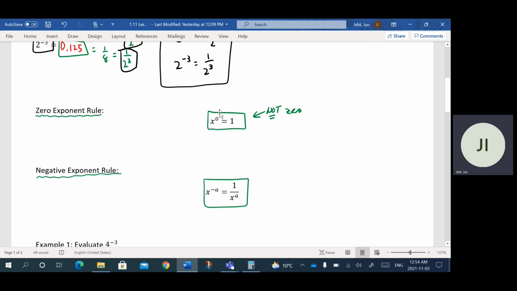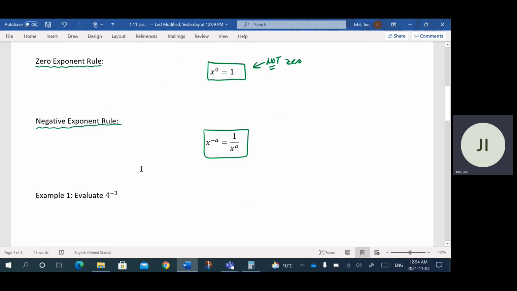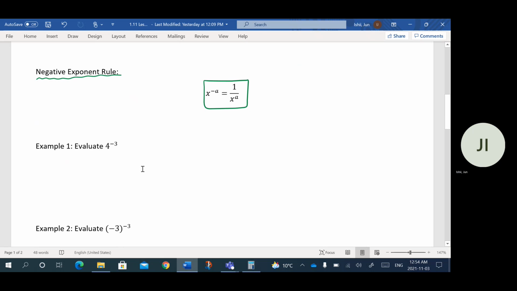Cool. So I'm going to go through a few examples, just applying these rules. For example, we want to evaluate 4 to the negative 3. Whenever you're asked to evaluate, it's asking you to just find the value of this number. So 4 to the negative 3. If I apply the negative exponent rule, this is going to equal 1 over 4 to the positive 3.